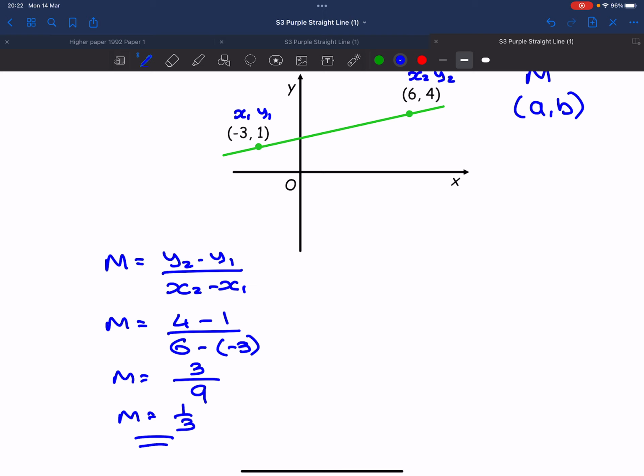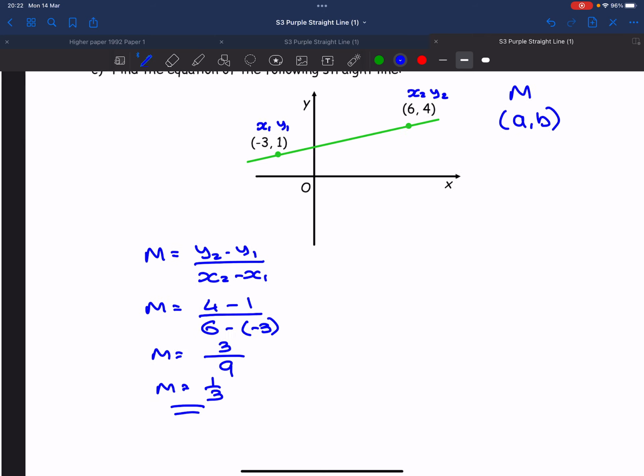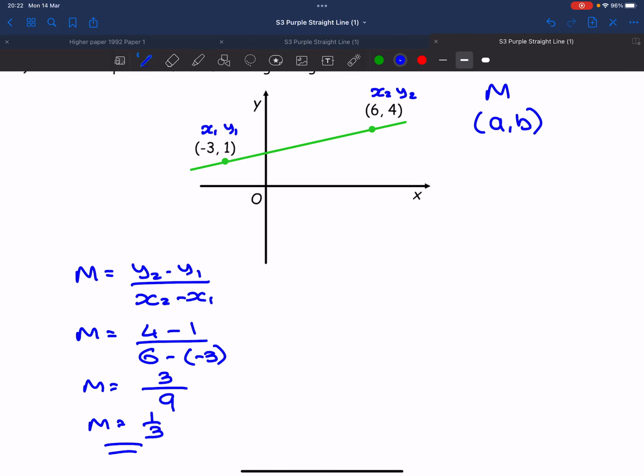Now what we can do is use a point, because I want to sub it into the equation y minus b is equal to m bracket x minus a. So I'm going to use any point on this line. I can either use minus 3, 1 or 6, 4. Both would give me the exact same result. Personal choice, I am going to use the coordinate 6, 4. Why? Well, purely because that doesn't contain any negatives.